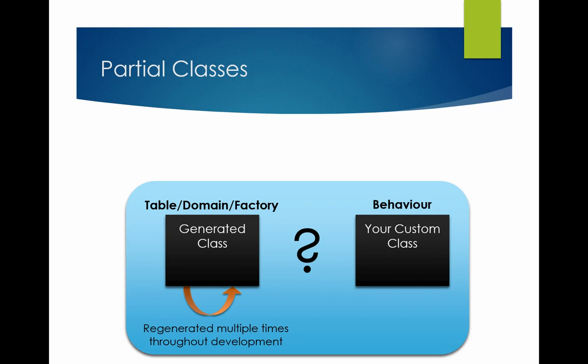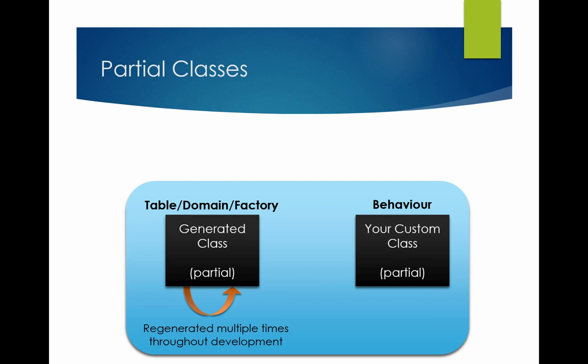But the big question comes up, well, what about the behavior of your class? The classes that get created are just the attributes, the things that get stored away in the database. But what about your behavior? Like when you're validating logic, or you want to do some calculations against some of the fields, where do you put that behavior? And the answer is it's a partial class. Because the table, domain, and factory objects are partial, you can create your own custom extensions that contain your behavior for that same class, and you mark them as partial.